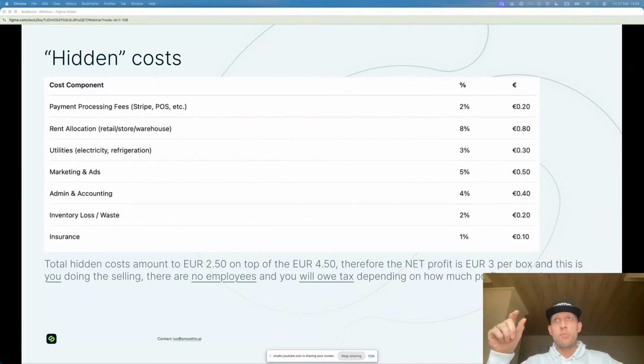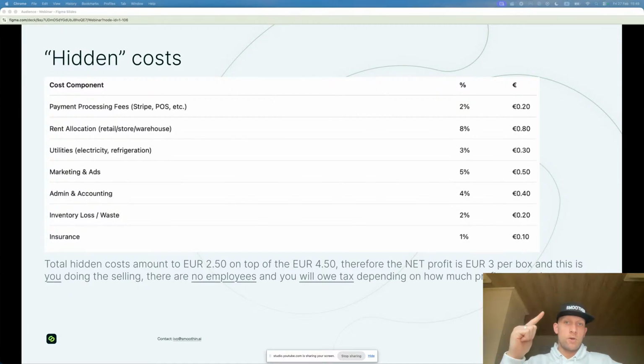Therefore, actually, the net profit is €3 per box rather than the 5.50. And remember, in my example, the person doing all the selling is the owner. That means there are no employees, which cost a lot.